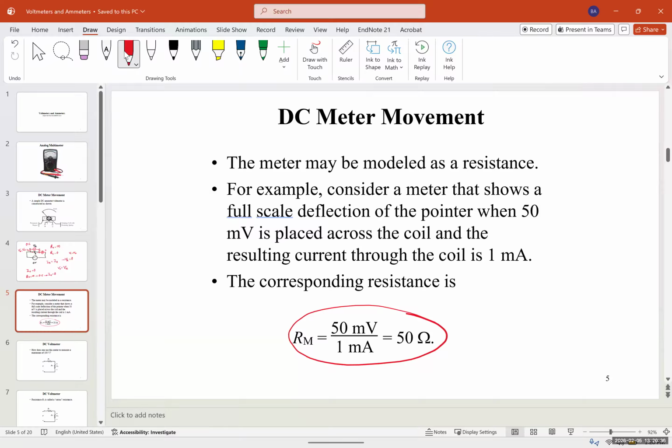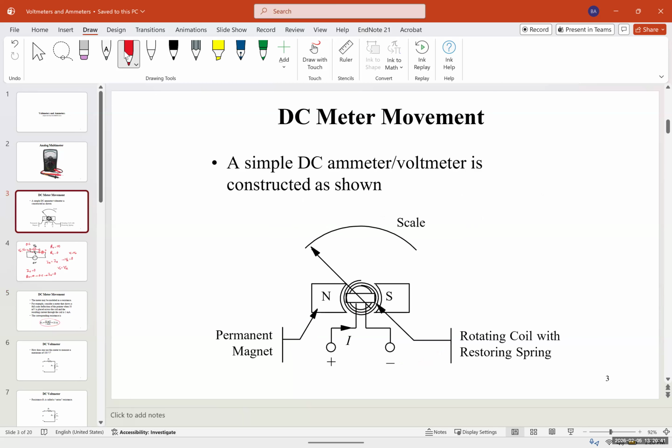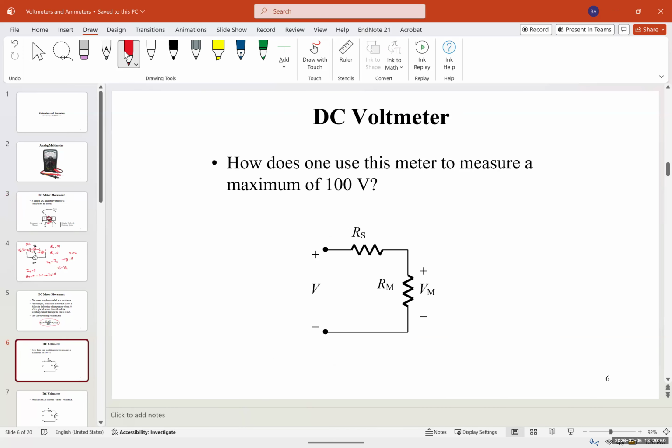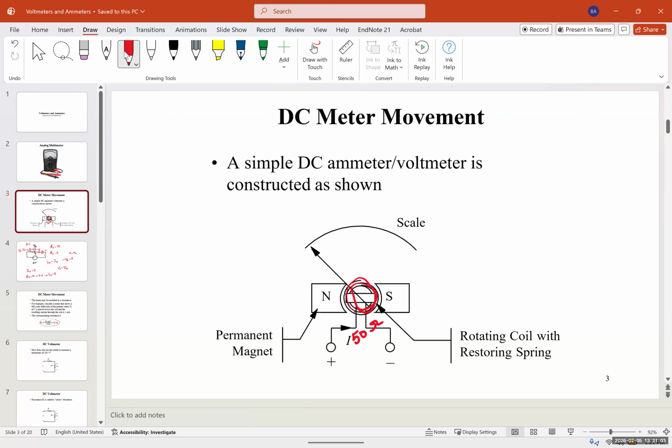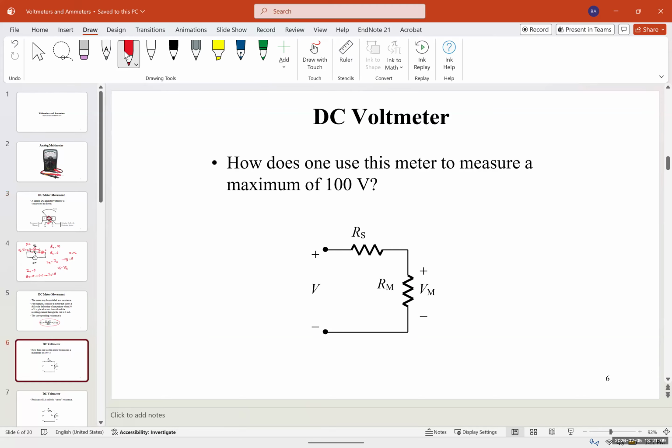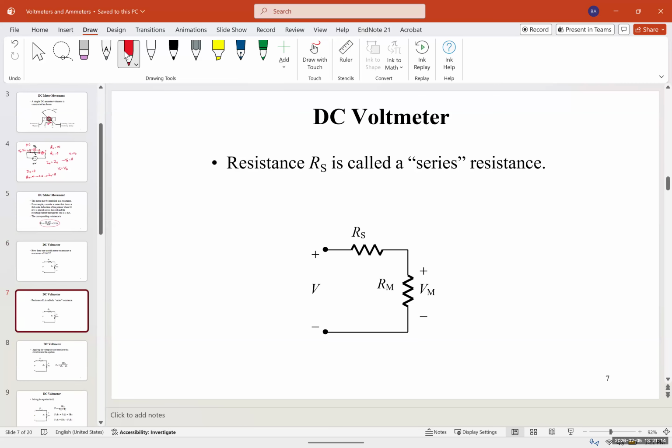So this is the resistance of this coil. The resistance of this coil is 50 ohms, and we model it as a resistance. Now, if I want to use it, let's start with an example. How does one use this meter to measure a maximum of 100 volts? So imagine we have this DC analog meter. The internal resistance is 50 ohms, and I want to use this to measure 100 volts. Okay. Now let's see how it's done.